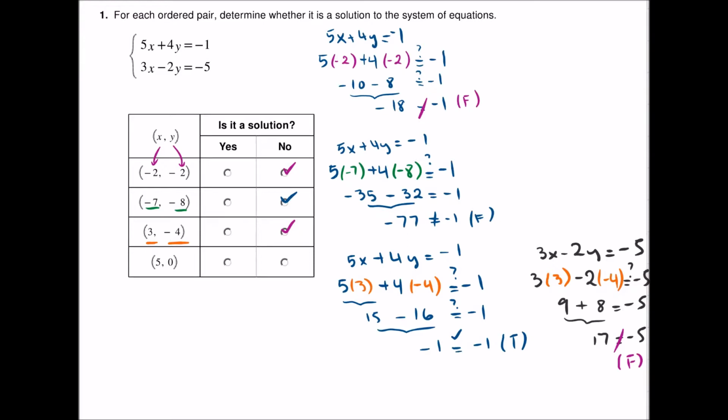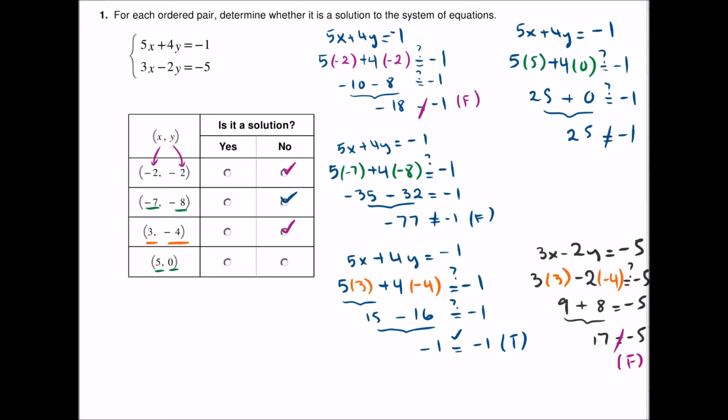Now what we're going to do is check the last one. I'm going to use the same equation, 5x plus 4y equals -1. Our last point is 5 and 0. So 5 times 5 plus 4 times 0 equal to -1. Is that true? 5 times 5 is 25. 4 times 0 is 0, equal to -1. And 25 plus 0 is 25. So this is also a false statement. So none of these points is a solution. They all have the answer no.